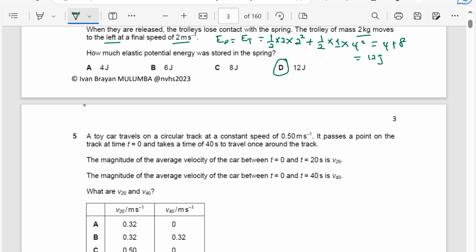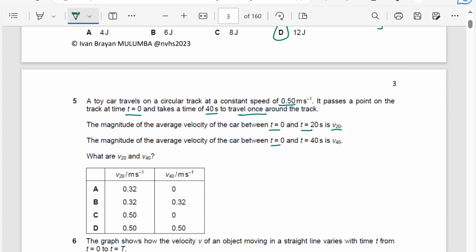A toy car travels on a circular track at a constant speed of 0.50 meters per second. It passes a point on the track at time t equals 0 and takes a time of 40 seconds to travel once around the track. The magnitude of the average velocity of the car between t equals 0 and t equals 20 is v20. The magnitude of the average velocity of the car between t equals 0 and t equals 40 is v40. What are the values of v20 and v40?